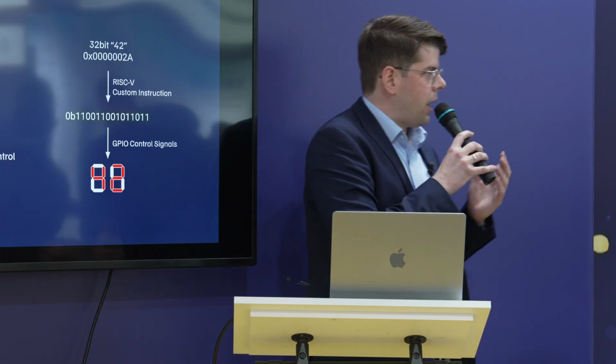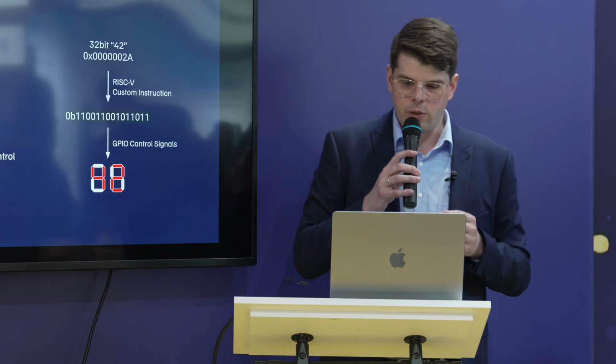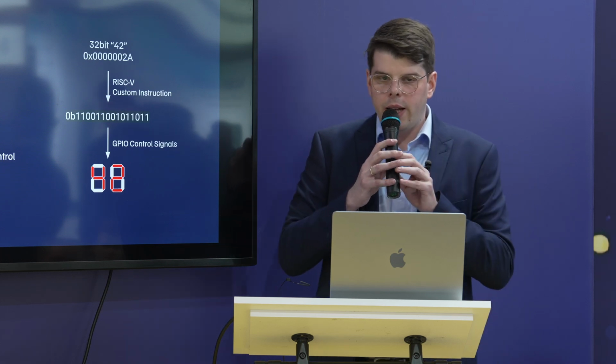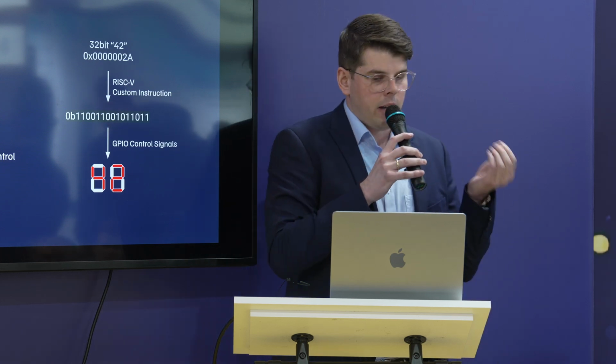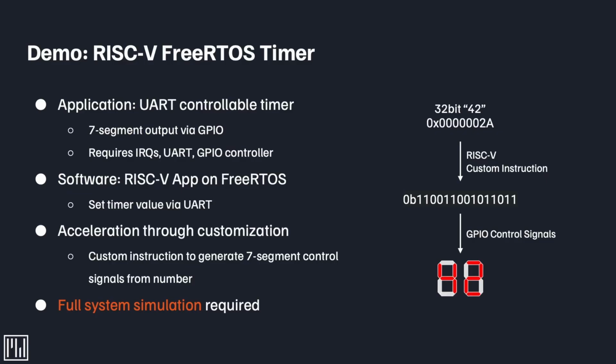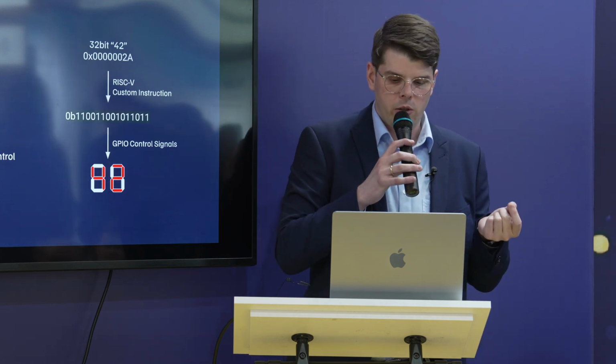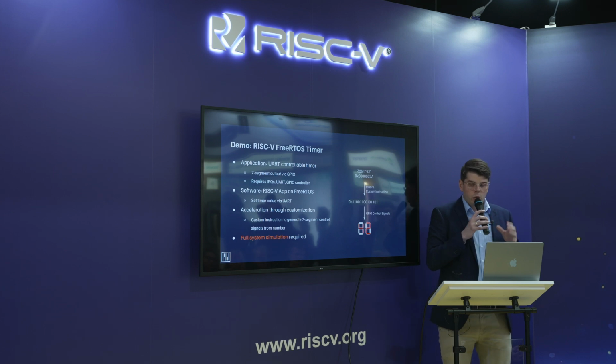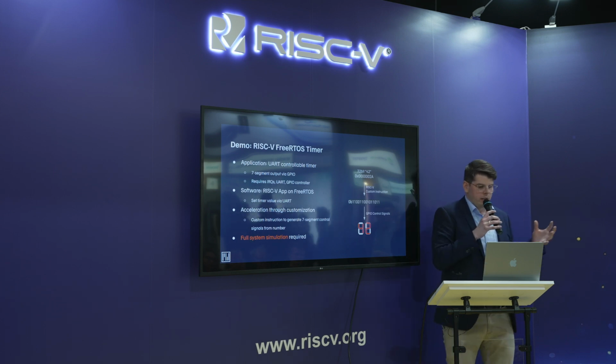Also, of course, we have a customization in the RISC-V processor. And the customization that we have in the RISC-V processor is basically a custom instruction that takes as an input a number that you can see here on the right-hand side, and then it automatically generates the GPIO control signals to drive the 7-segment display to display that number. So a custom instruction that takes this number and then generates the GPIO control signals. And to run this demo, we of course need the full system simulation.